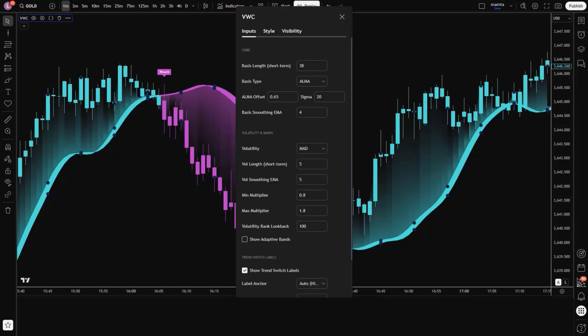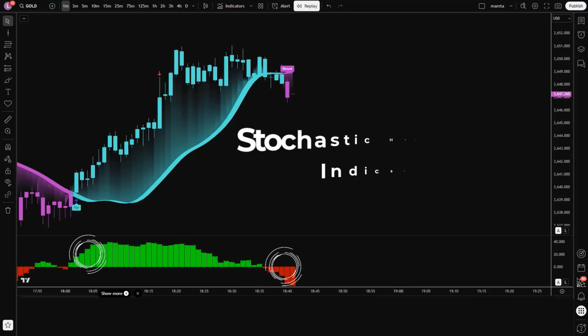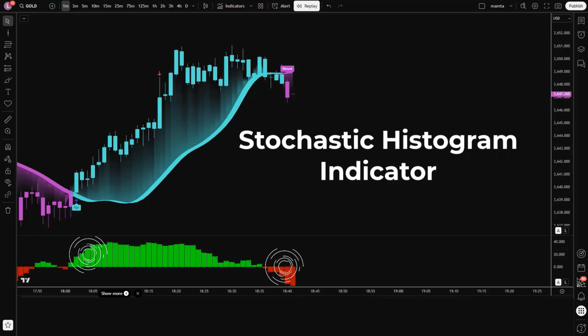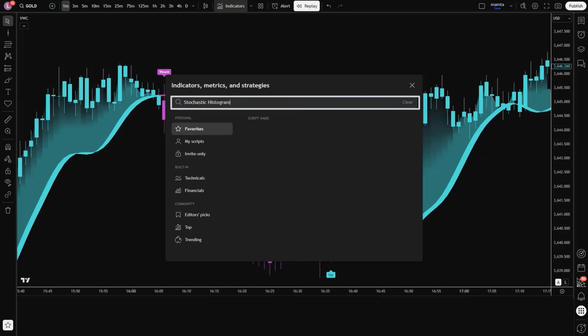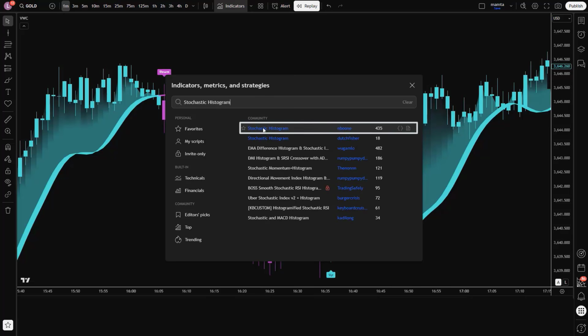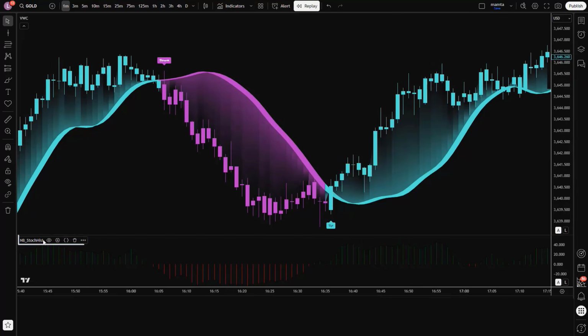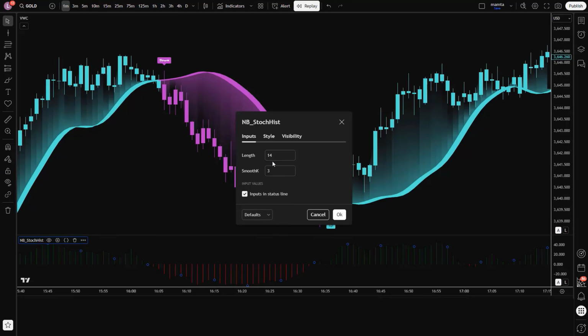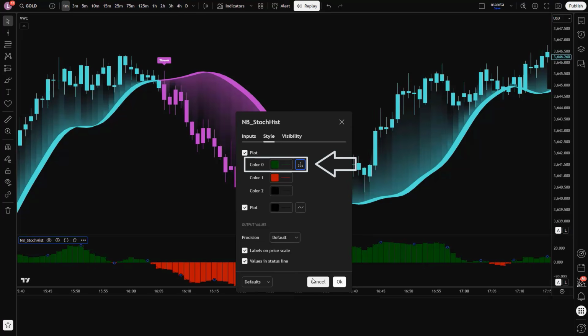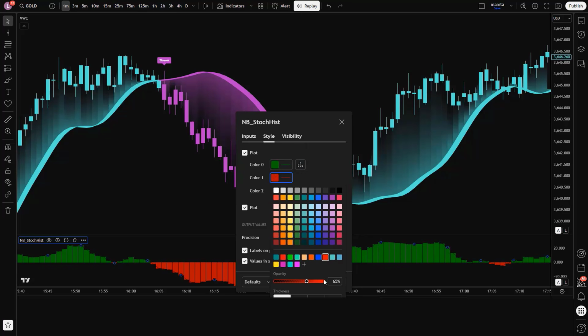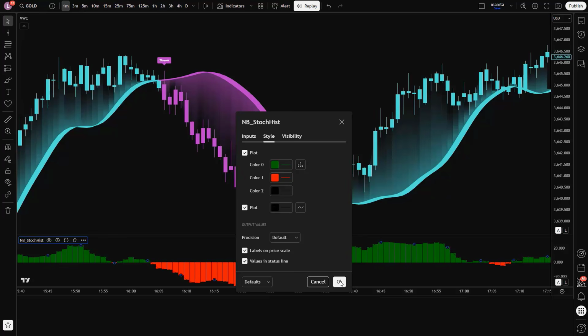After this we will understand the next trading setup on the chart. The green and red color columns we see in the chart is called the stochastic histogram indicator. We will search stochastic histogram in the search box of TradingView. After that we have to click on the stochastic histogram option, in which we have to change some settings. We have to change this length option from 14 to 5. We have to change this smooth option from 3 to 10. We have to change this plot option from histogram to columns. We have to change this color 0 and color 1 options. Now our setup is ready.